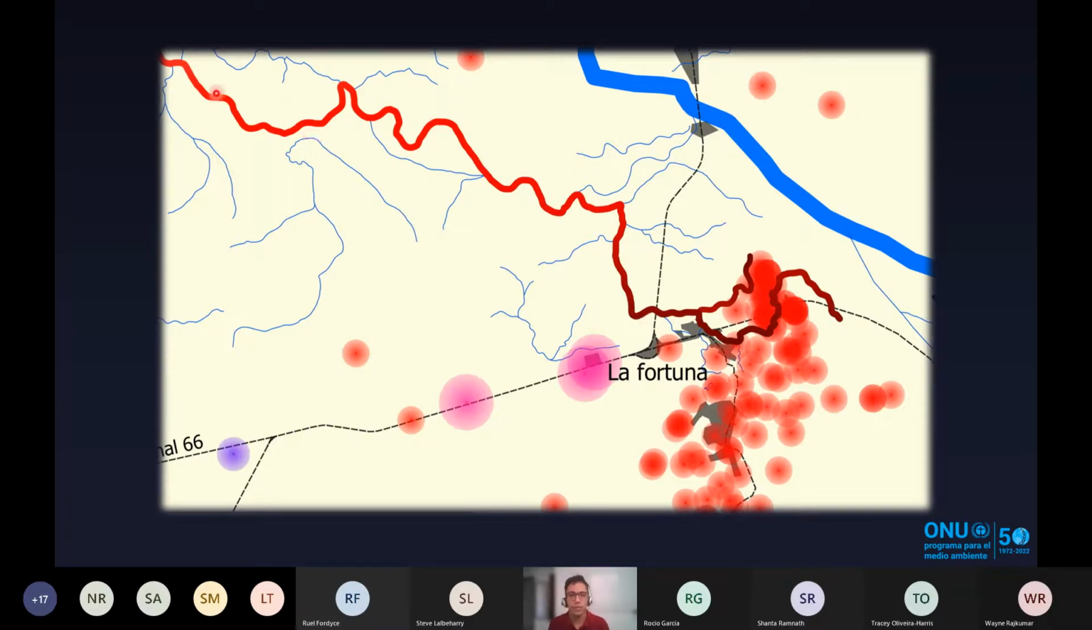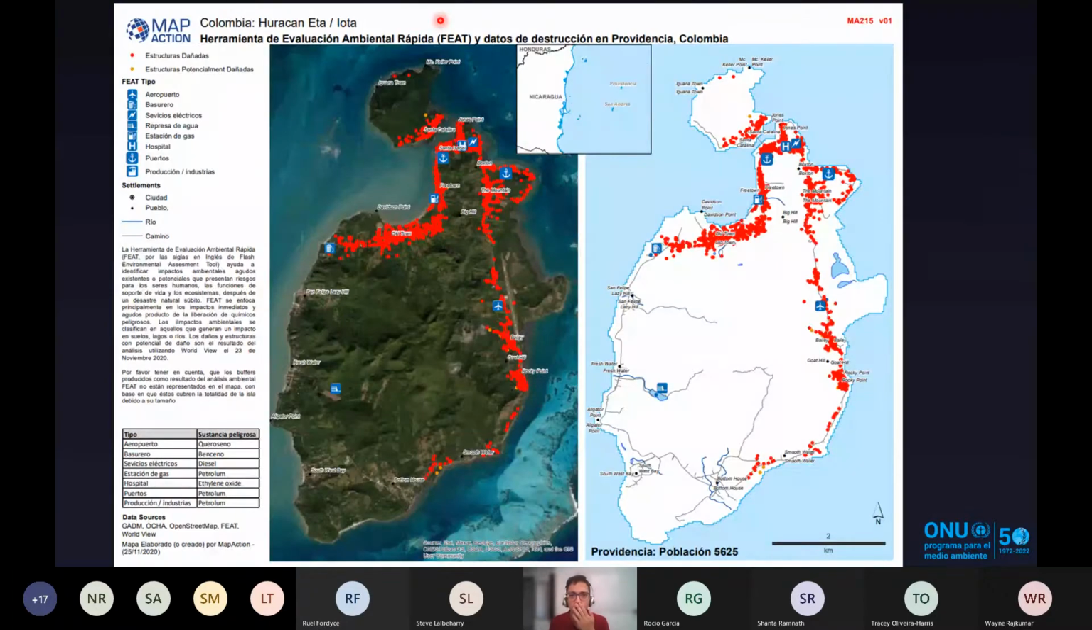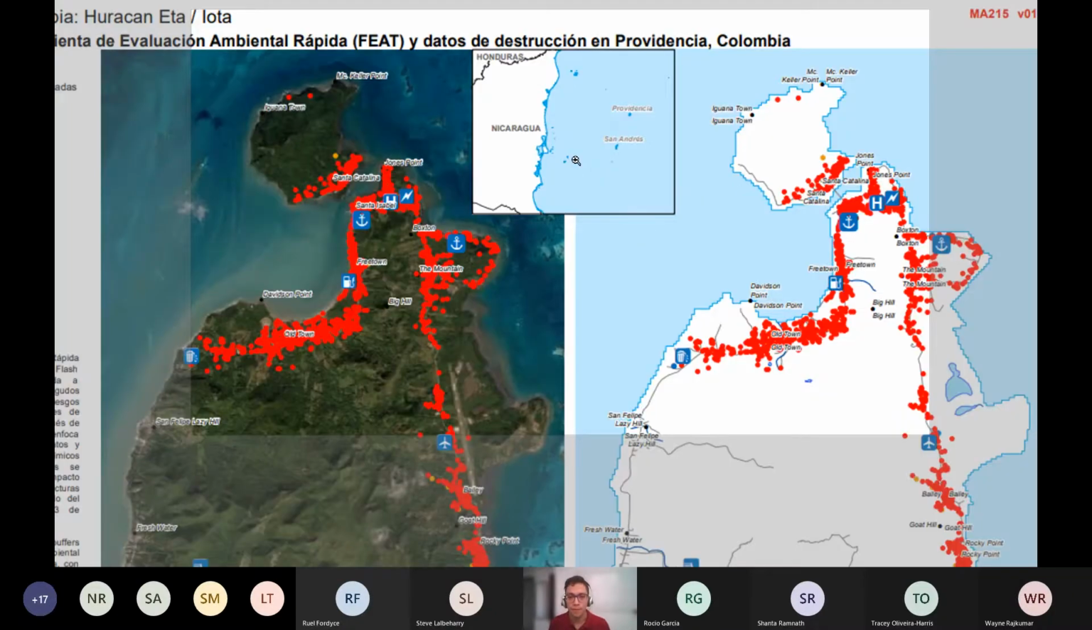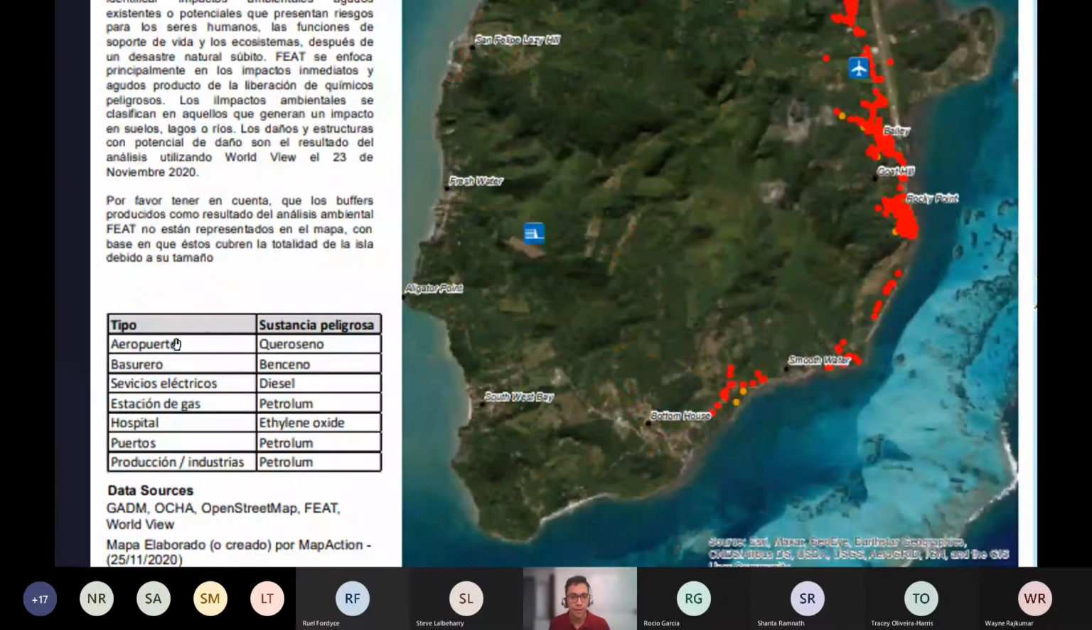The other case was also in Colombia, in Providencia, last year, no, in 2020. Yes, 2020, 2022 already, where hurricanes Eta and Iota affected this island in the Caribbean. This is close to Nicaragua. Let me see, here's the map in here. And we collected information for airports, waste management facilities, electrical services, gas stations, hospitals, ports, and industries.